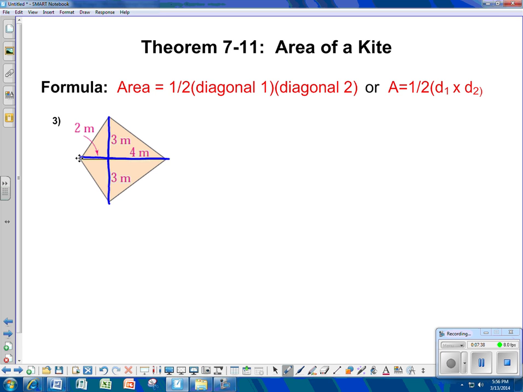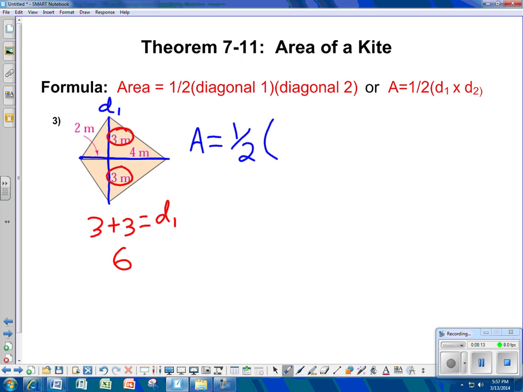So the equation again is area equals 1/2 times diagonal 1. Now I'm just going to go ahead and call diagonal 1 the one that goes vertically. And if you notice, it has 3 and 3 for both parts of diagonal 1. So we do have to add those two values together. So 3 plus 3 equals diagonal 1. So it's 6 for diagonal 1.